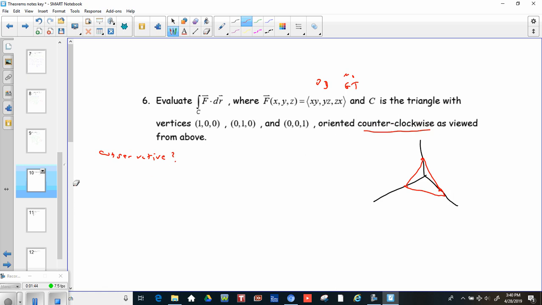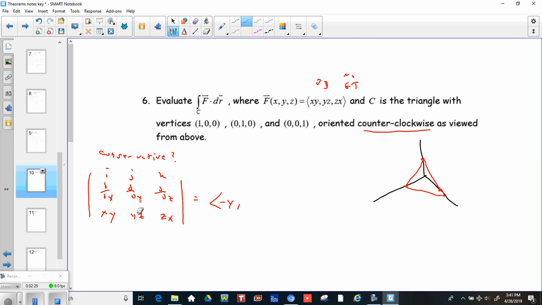Well, let's go ahead and check out the curl. i, j, k, d/dx, d/dy, d/dz. It's going to be xy, yz, and zx. So if we cross the i portion, derivative of this with respect to y is 0, derivative of this with respect to z is y. So it's negative y. So we can already see that this isn't going to be conservative because I'm not going to get 0, 0, 0.